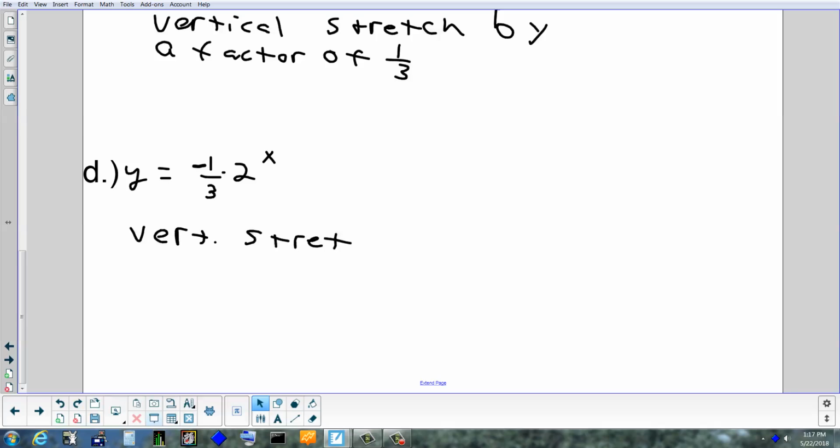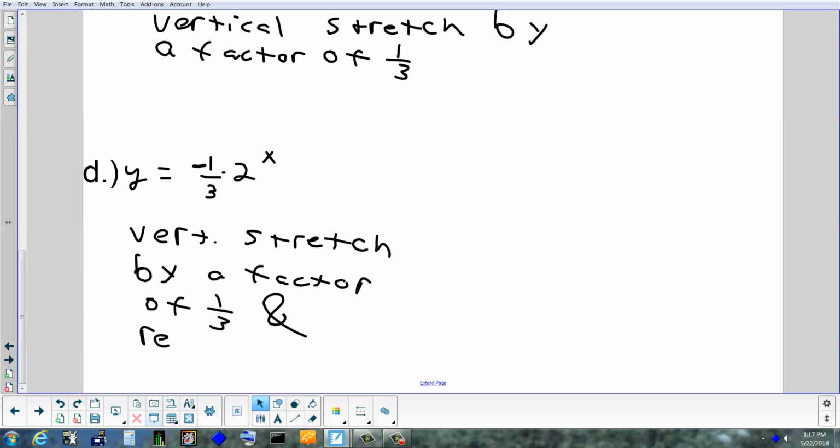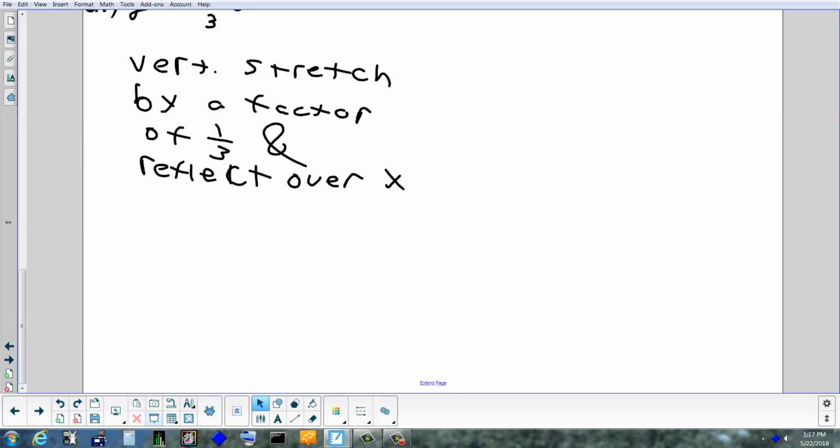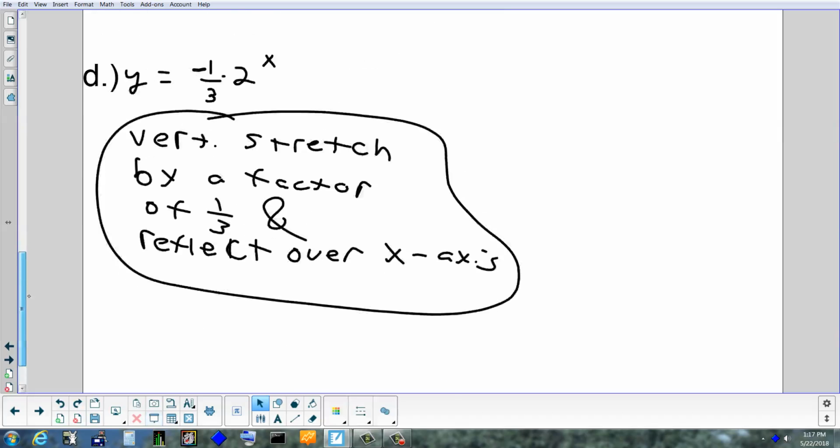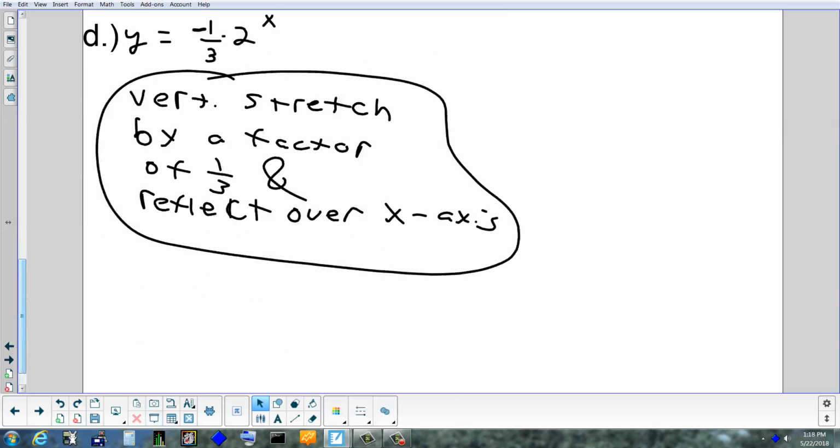Vertical stretch by a factor of 1/3. So when you stretch it by 1/3, that means it's really doing what? It's really flattening. It's flattening 3 times as much. So vertical stretch by 1/3, and Noah said it, reflect over x-axis. Okay. Any questions on that? A factor of 1/3. Let's go to the next page.